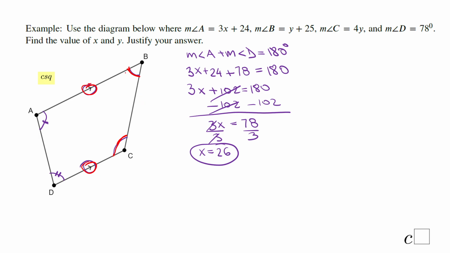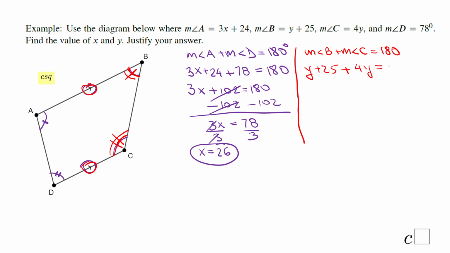These angles also are supplementary. Let me mark them like this. They are not congruent, so that's the reason I'm going to mark them differently. I'm going to say, hey, the measure of angle B plus the measure of angle C equals 180. And now the angle B is y plus 25. Angle C is 4y. Now we're going to combine the two y's here. 1y plus 4y, 5y, plus 25 equals 180.